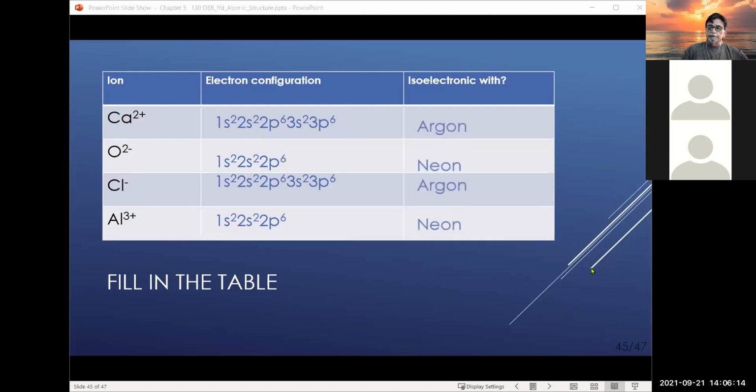Okay. And so you can see that two of these are isoelectronic with argon, that is the calcium ion and the chloride, and neon is isoelectronic with oxide and aluminum. And here you can mix and match. Now you can make calcium oxide, calcium chloride, or aluminum oxide and aluminum chloride, along with the ones we just did earlier.